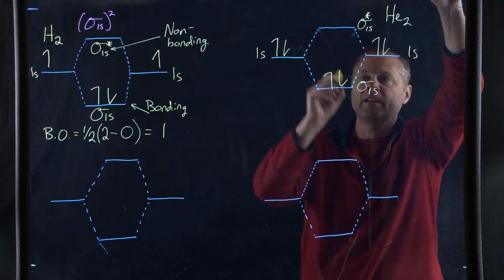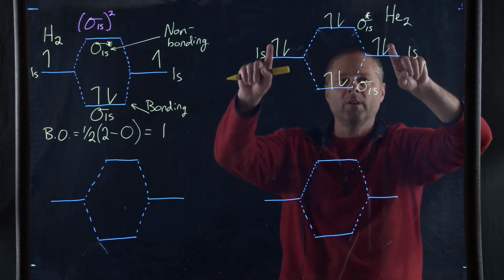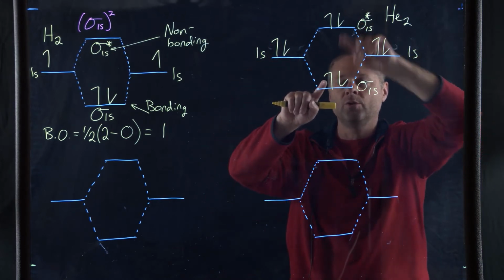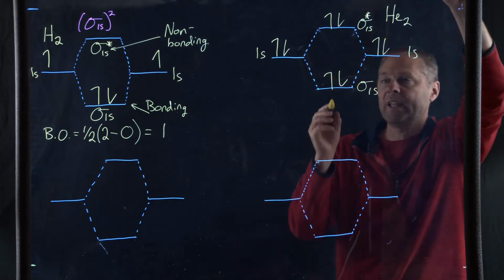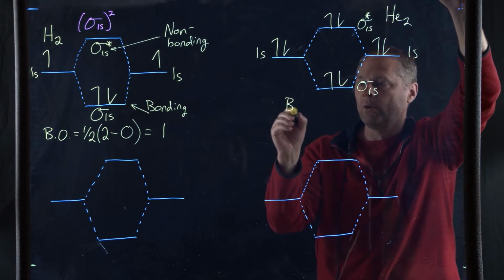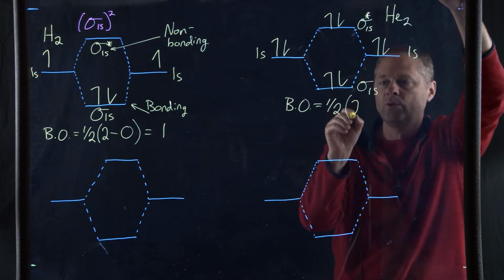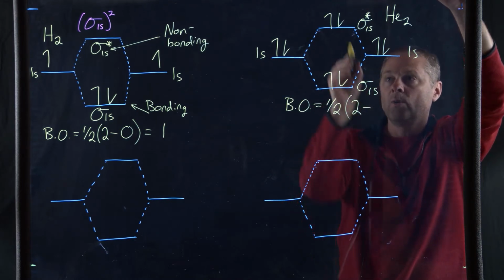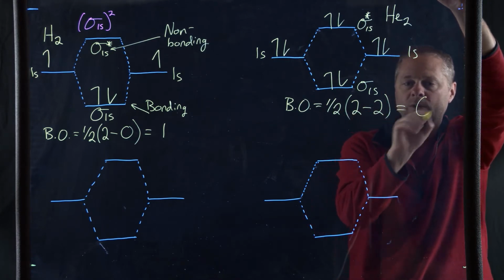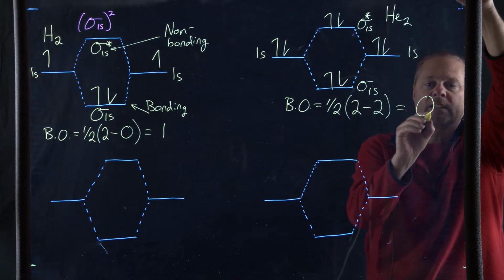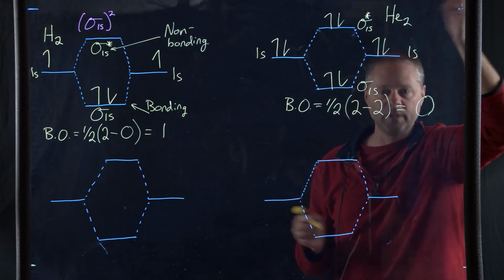As we start filling the molecular orbitals, we have 4 electrons. We have 2 here and 2 here, so we must have 2 here and 2 there. So now we've put electrons into the anti-bonding orbital. The bond order for this is going to be 1/2 times, now we have 2 in the bonding orbital, 2 in the anti-bonding orbital, so 1/2 of 0 is equal to 0. What this tells us is that He2 does not exist. There is no bond between the two heliums, and we sort of knew that.